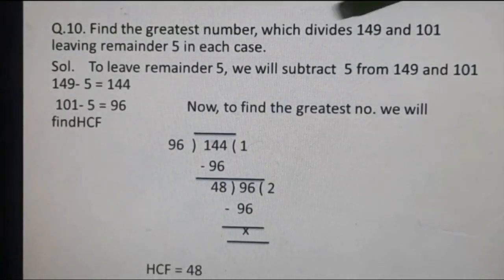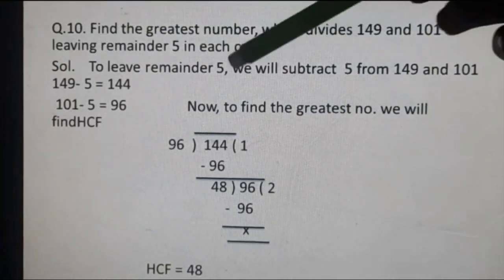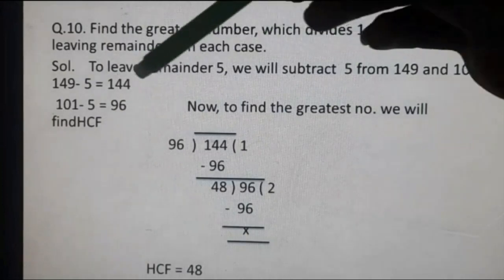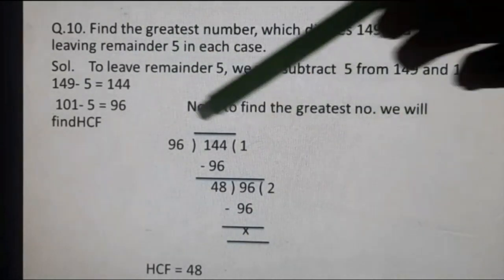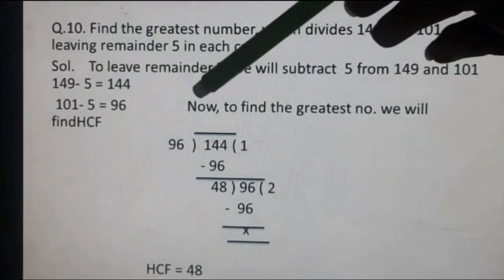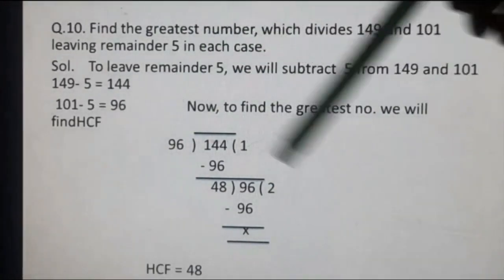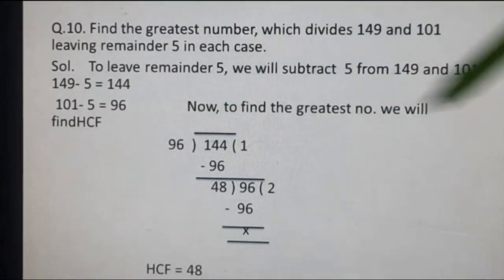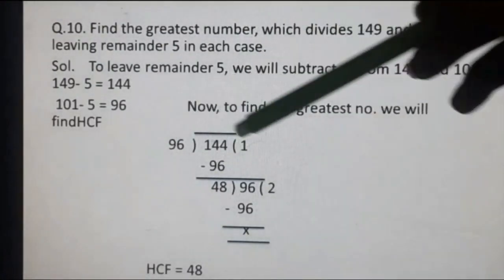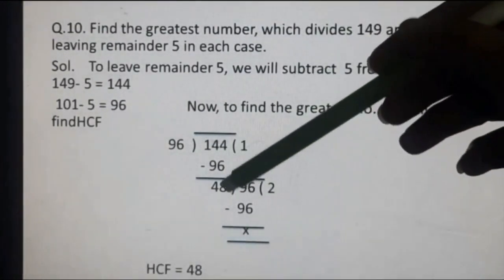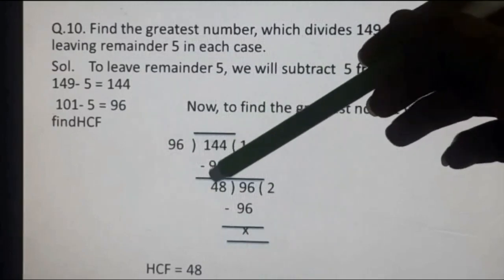In each case. So to leave the remainder 5, we will subtract 5 from 149 and 101. Have you done this? Very good. So after subtraction 144 and 96. Now to find the greatest number, we will find HCF. 144 will become dividend, 96 will become divisor. 96 ones are 96. 14 minus 9... 14 minus 6, 8. And 13 minus 9, 4.